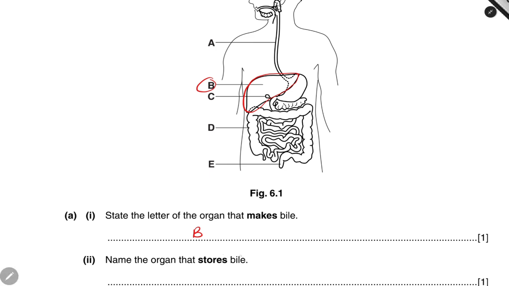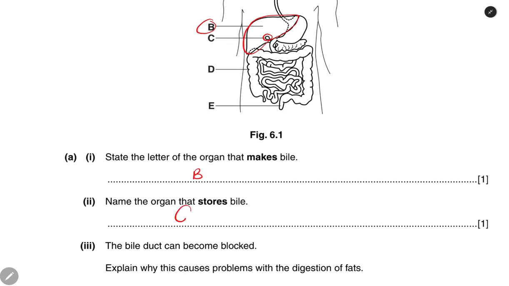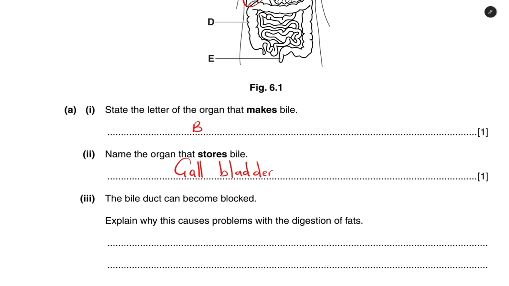Name the organ that stores bile. It's actually this small part here we are calling the gallbladder. The gallbladder. I always say, in biology, they can mark you wrong for a wrong spelling. So clear that issue if you have it. This is the reason why you do English language. The bile duct can become blocked.